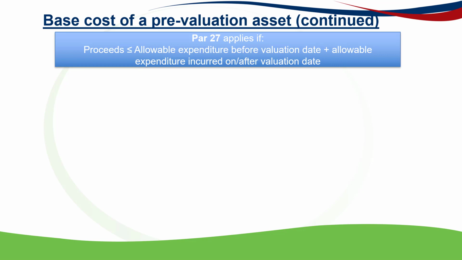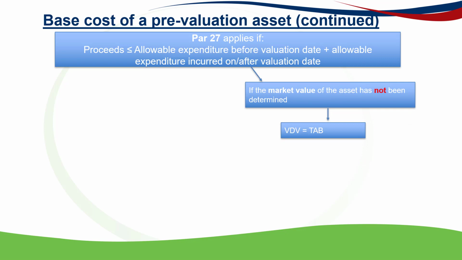In this scenario, there is no election by the taxpayer. So as opposed to paragraph 26, where the taxpayer had to elect one of the options, there is no election here, and the valuation date value will be determined in the following manner. So if the market value cannot be determined, so that market value would be the market value on valuation date, right? If the market value cannot be determined, then the valuation date value is TAB.